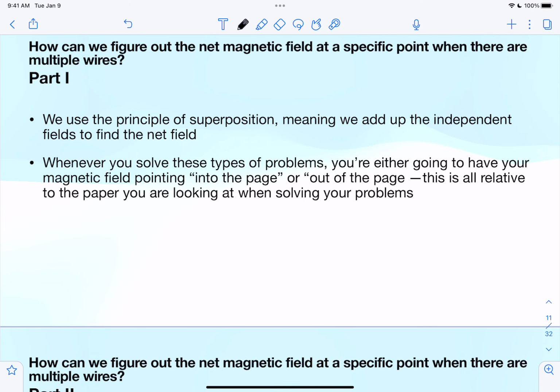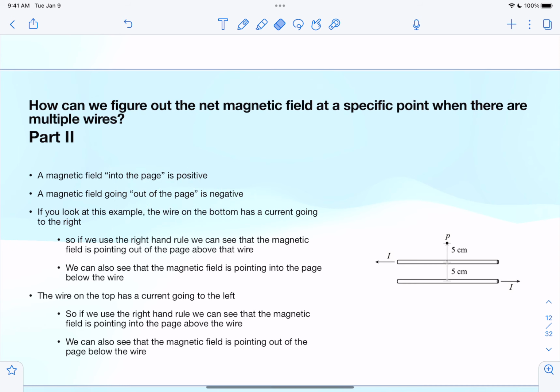Like I said earlier, you're going to have your magnetic field either pointing into the page or out of the page as the notation for these problems, and that's all relative to the paper you're looking at when you're solving your problems. Really important is to understand that into the page is positive, out of the page is negative. Theoretically you could reverse this, but you'd have to keep your notations constant. What the book uses and what's most consistent is to treat into the page as a positive magnetic field, and out of the page as a negative magnetic field.